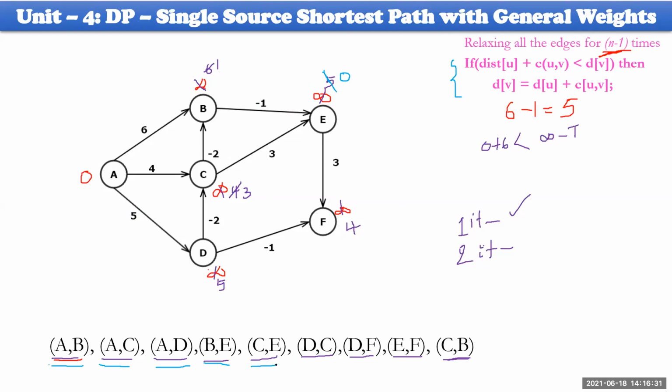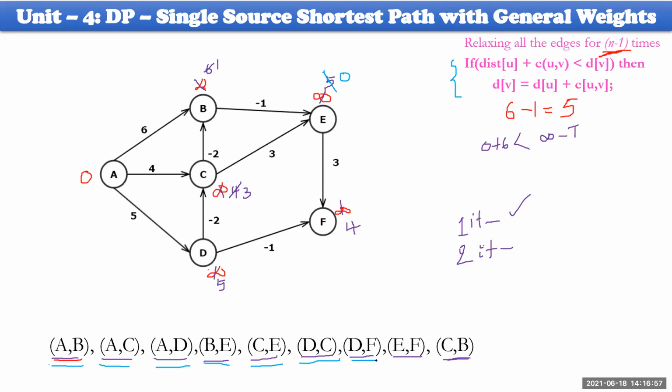And then consider CE. So distance of C is 3, and the cost of C to E is 3. 3 plus 3 equal to 6. 6 is less than 0, which is false. So there is no change. Then DC. DC is 5 minus 1. Distance of D is 5, minus 1 is the cost. 5 minus 1, 4. Already it is 4, so no need to change.